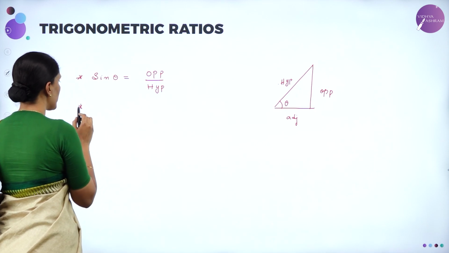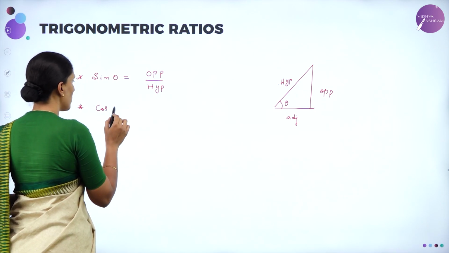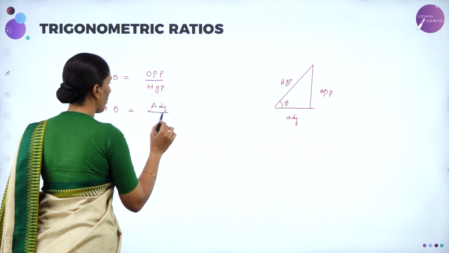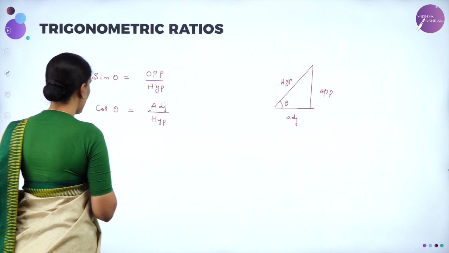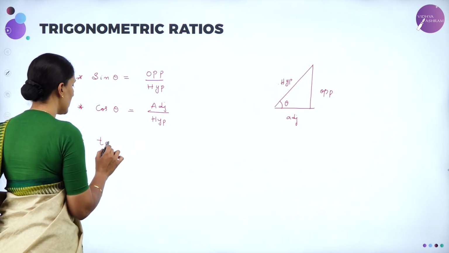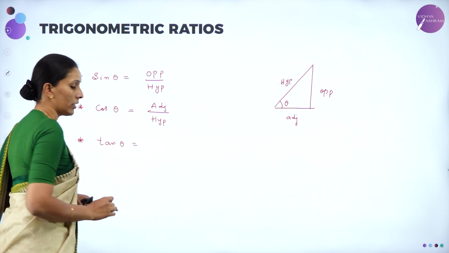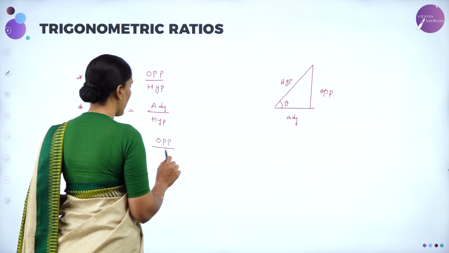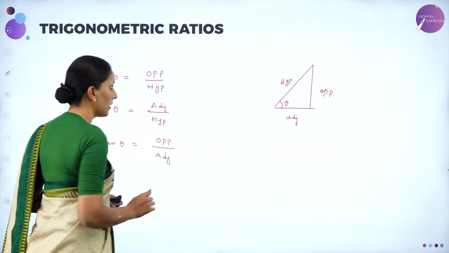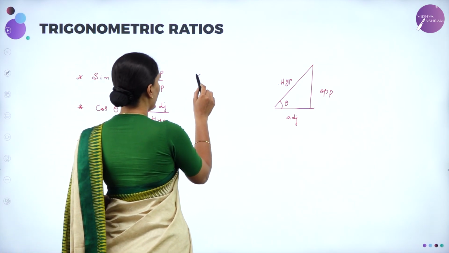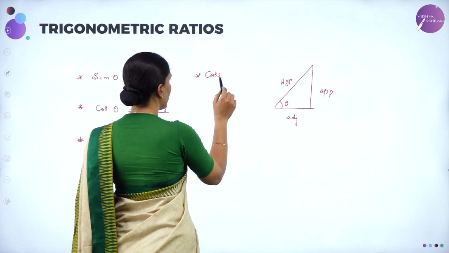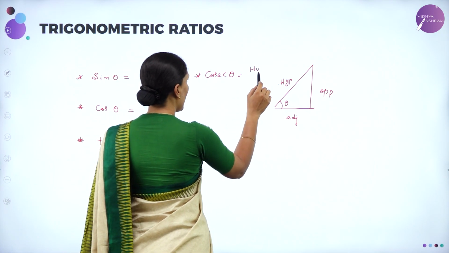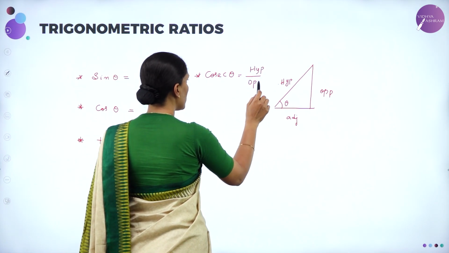The second ratio is cosine, shortly termed as cos. So cos of theta is always adjacent side by hypotenuse. The next one is tan or tangent. So tangent of theta is always opposite divided by adjacent side. The next 3 trigonometric ratios: cosecant theta, which is shortly termed as cosec theta, is hypotenuse divided by opposite side.